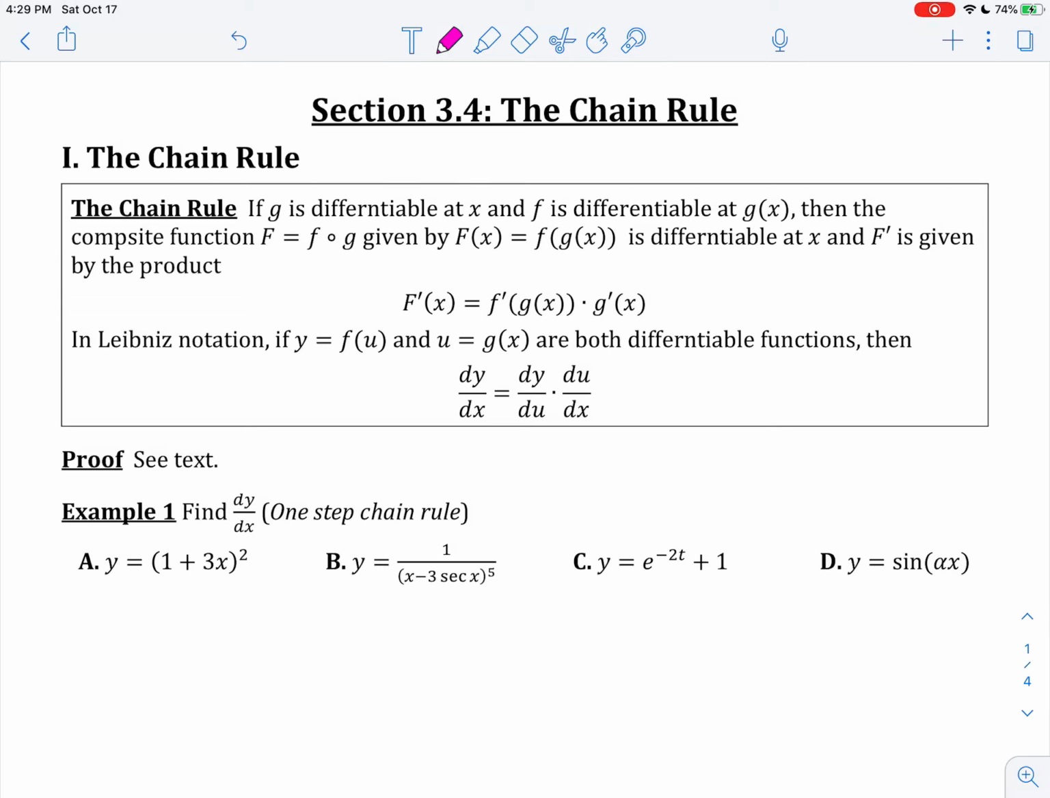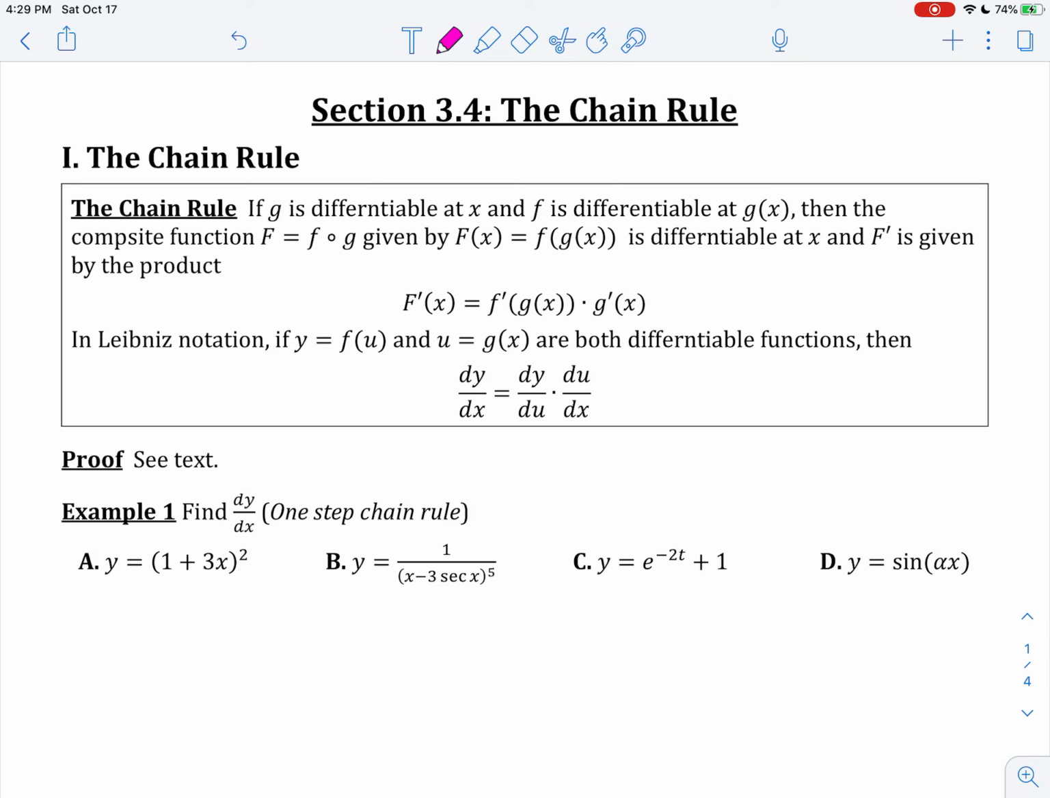Hello. We are studying Calculus Early Transcendentals by James Stewart, and we are on the topic of derivatives and identifying all the techniques of differentiation. And this is section 3.4, which covers the ever important chain rule.